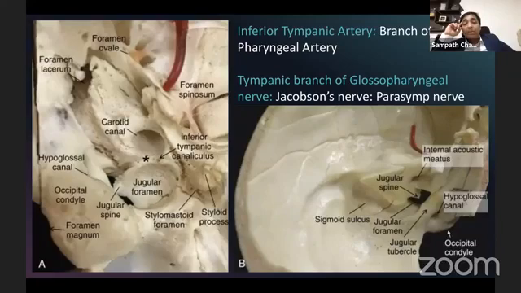Now, the Jacobson's nerve is a parasympathetic nerve, and this nerve, along with the inferior tympanic artery, which is a branch of the ascending pharyngeal artery, enter this small canal called the inferior tympanic canaliculus, which lies between the carotid canal and the jugular foramen. Okay, so we are looking at this point here. Okay, why is this important?